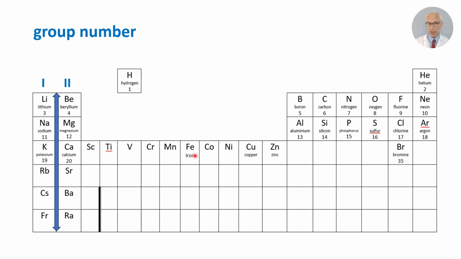We then miss out, as far as group numbering is concerned, the central portion, which is the transition metals, and move to boron aluminium, group 3, carbon, group 4, group 5 begins with nitrogen, group 6, group 7, and finally the noble gases, which includes helium, in group 8.